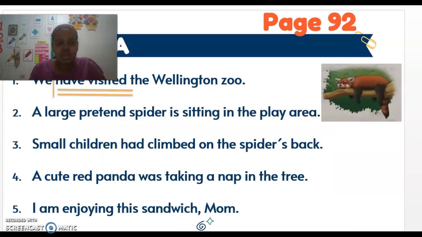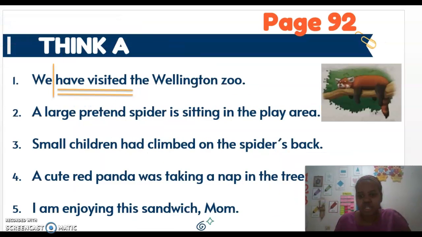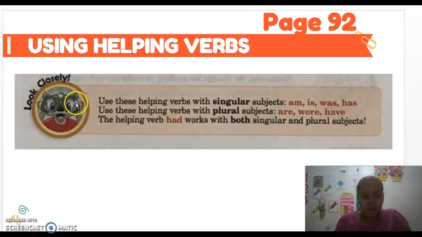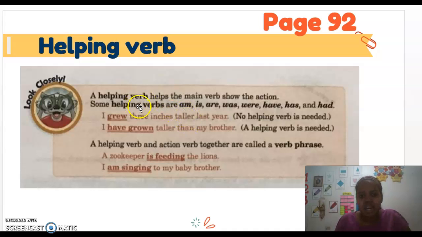That's your homework. So I'm going to explain to you first, on page 92 of your book, what you're going to do. The instruction says, helping verbs. A helping verb helps the main verb that shows an action. So a helping verb and an action verb together are called a verb phrase. Verb phrase. So the helping verb here is the word is. And the action verb is feeding. So we get a verb phrase.